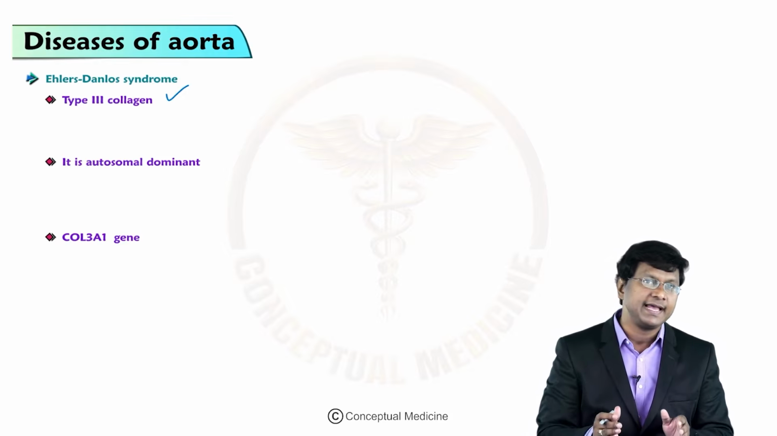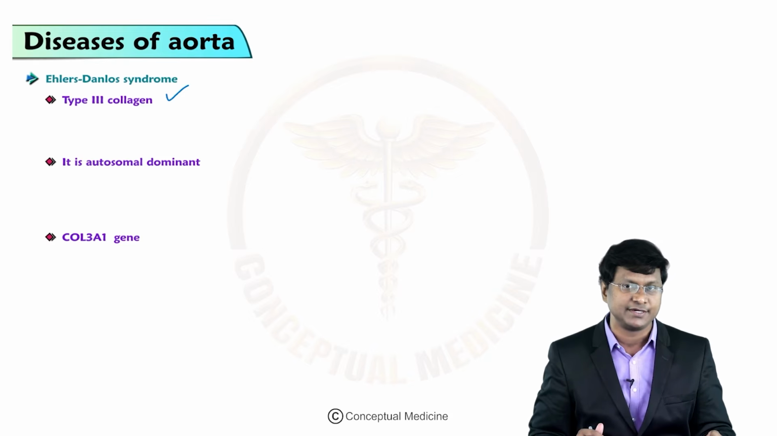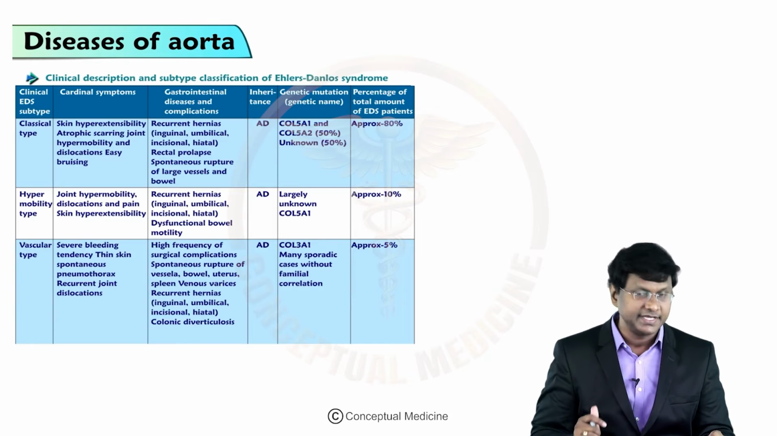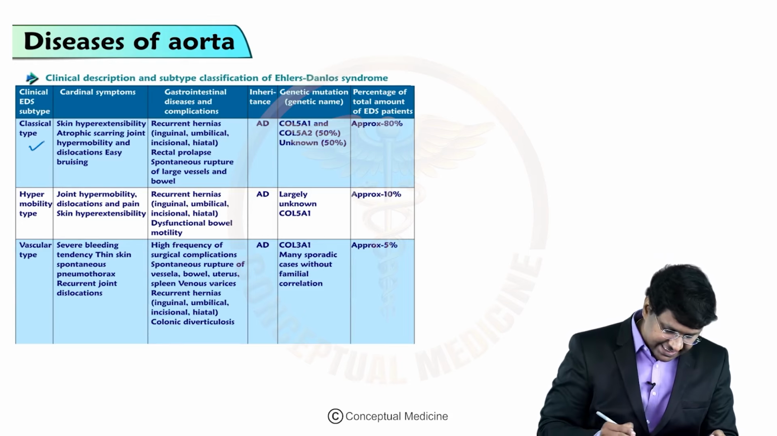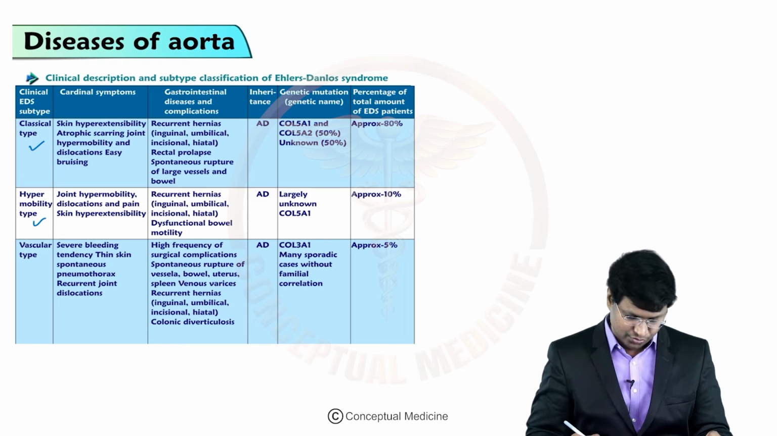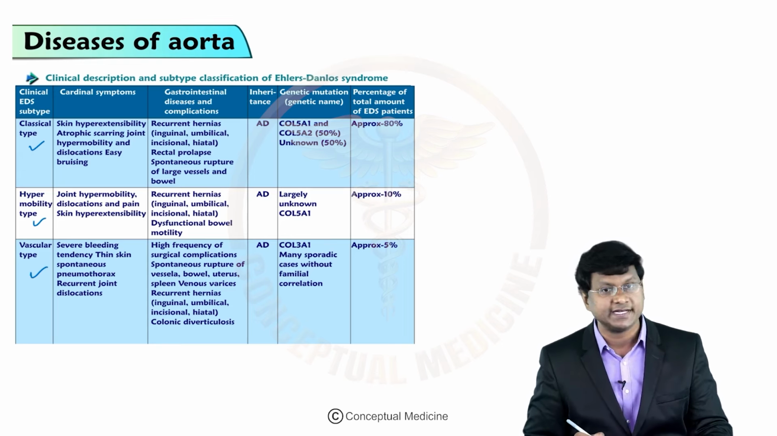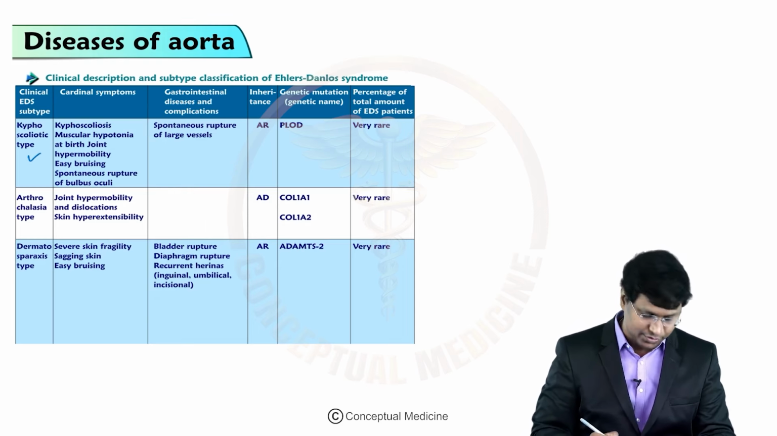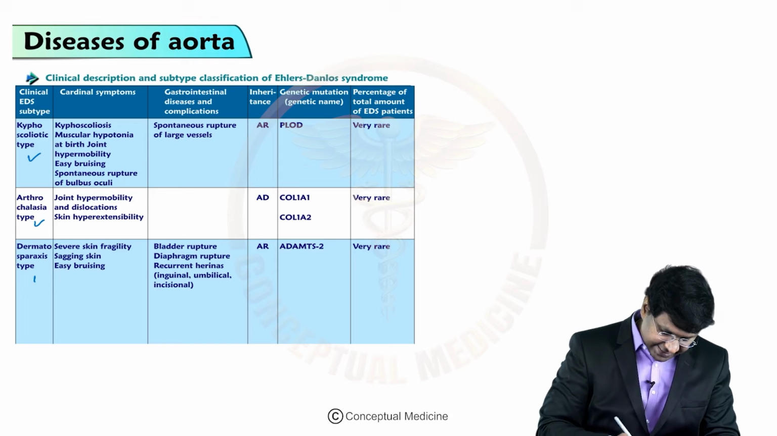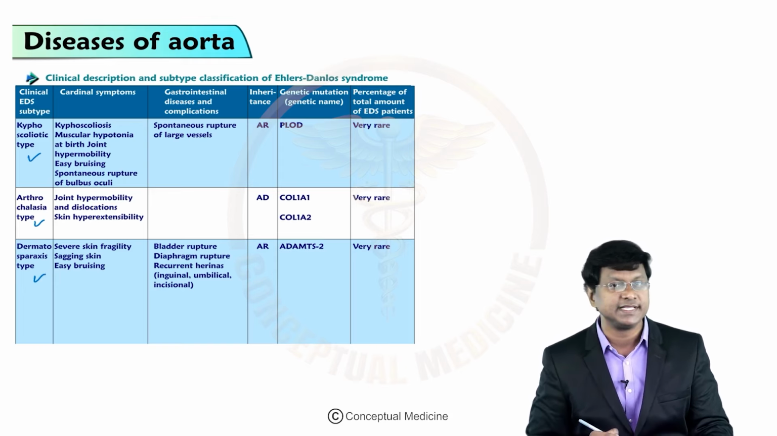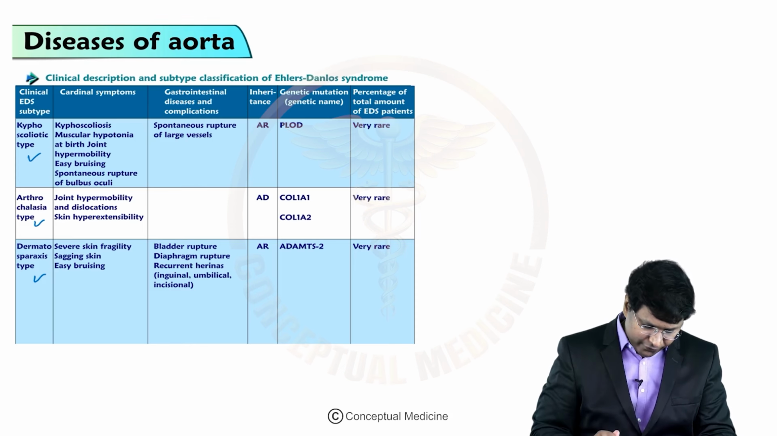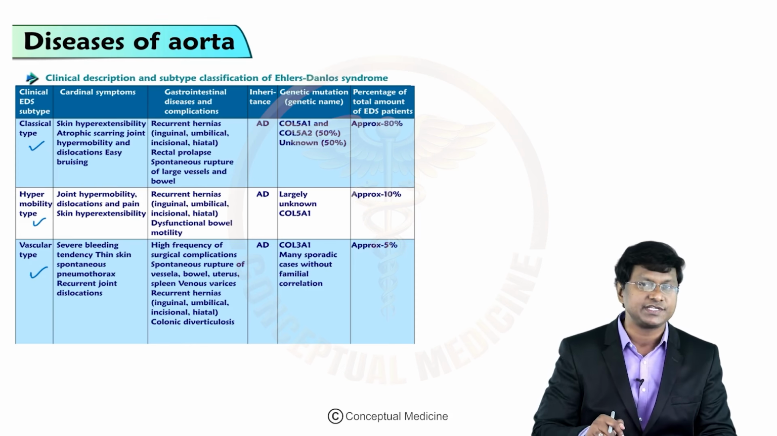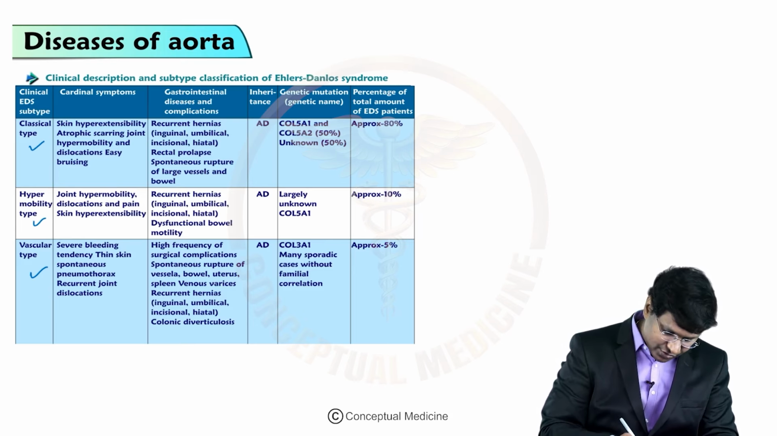Now, I told you we have various variants of Ehlers-Danlos syndrome. What are those? These are all the various types: classical type, hypermobility type, vascular type, kyphoscoliotic type, arthrochalasia type, and dermatosparaxis type of Ehlers-Danlos syndrome. Now, out of all these, the one we are very much interested in for aortic dissection is the vascular type.